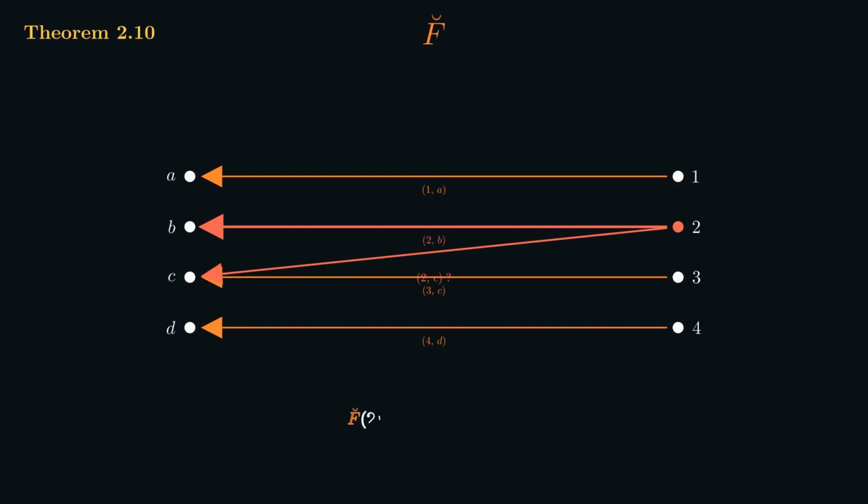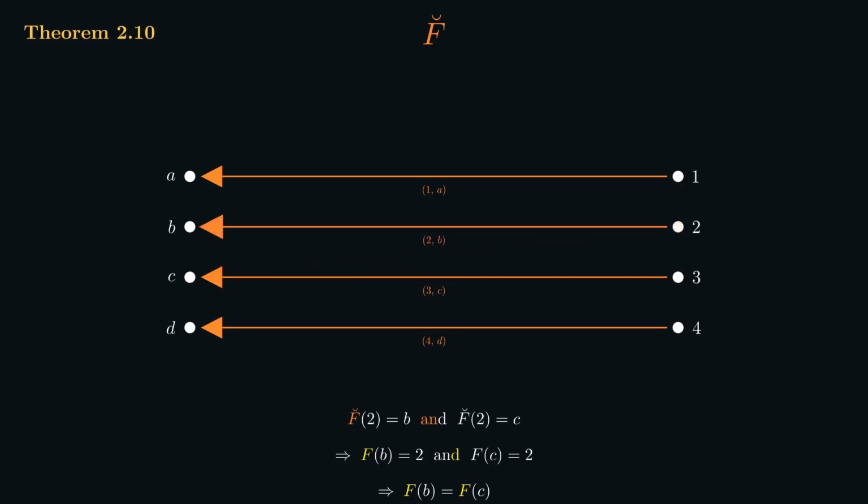The proof is straightforward. If the converse sends x to y and also sends x to z, that means f sends y to x and f sends z to x. So f of y equals f of z. Since f is one-to-one, y must equal z. The converse never assigns two different values to the same input, so it is a function.